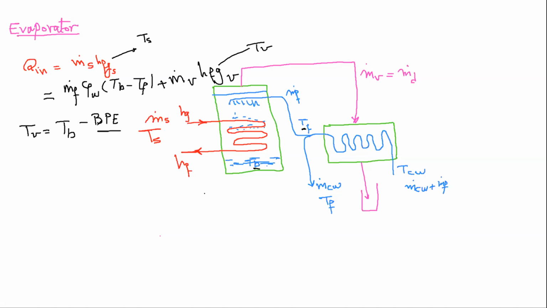Now, this is the energy balance for the evaporator. Qn, which is given by the steam, is used for preheating the feed from TF to TB and then evaporating part of it.